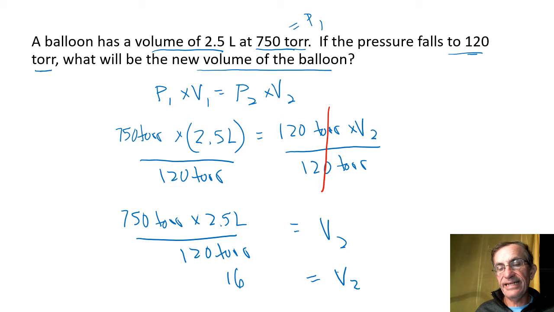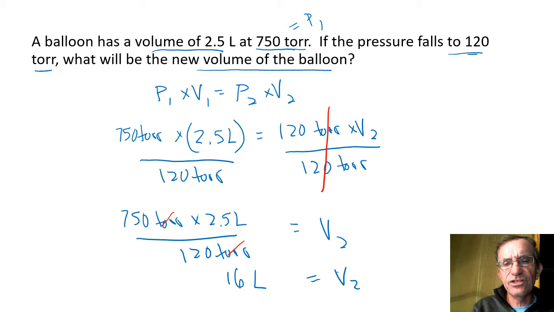All right, now let's be careful. Let's not lose those good habits, right? 16, we have to have a unit on there. So the units, let's see, torr will cancel. The unit we're left with is liters. So make sure you write down the unit. Don't forget that. And then the other thing that we want to double check is, you always want to double check that your answer makes sense.